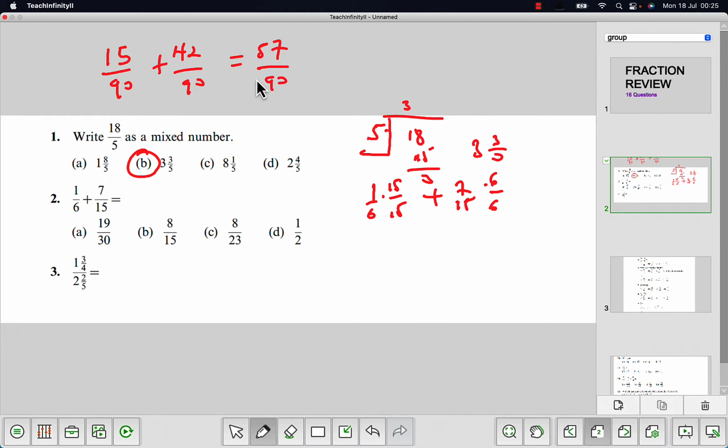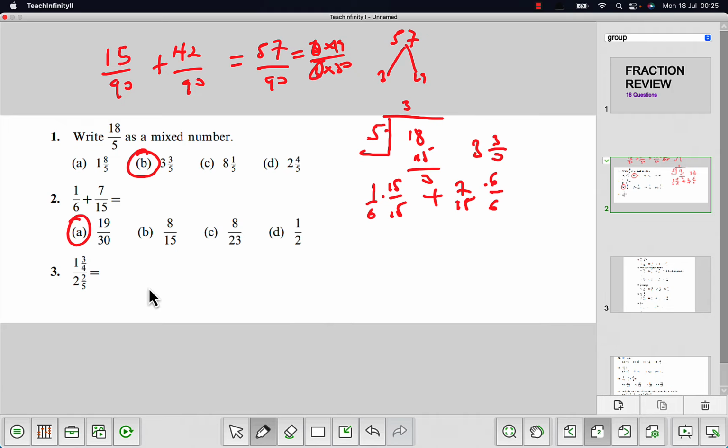Let's simplify this, right? So 57 is 3 times 19, and 90 can be written as 3 times 30. So 3 cancels out, and this is our answer.